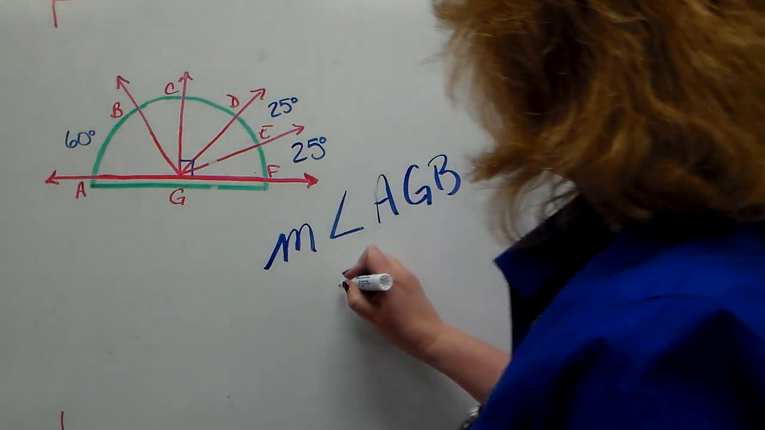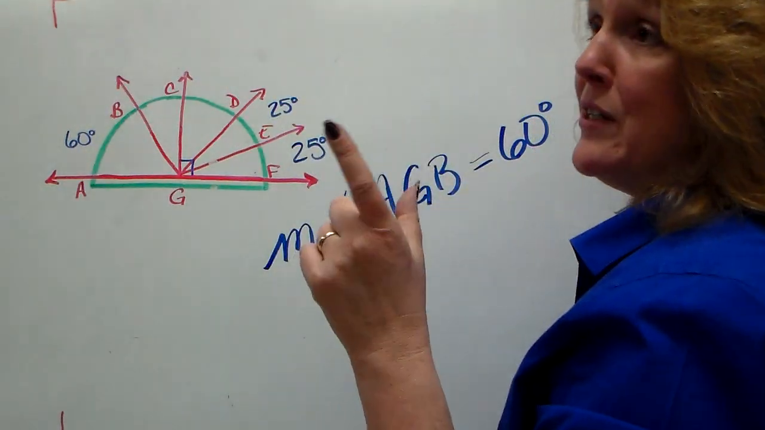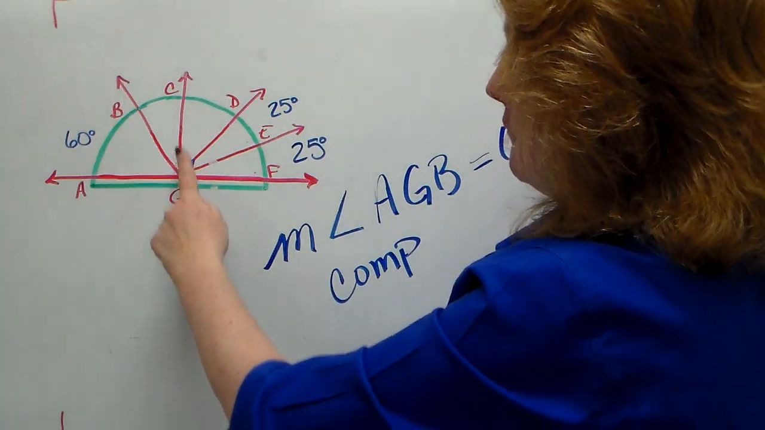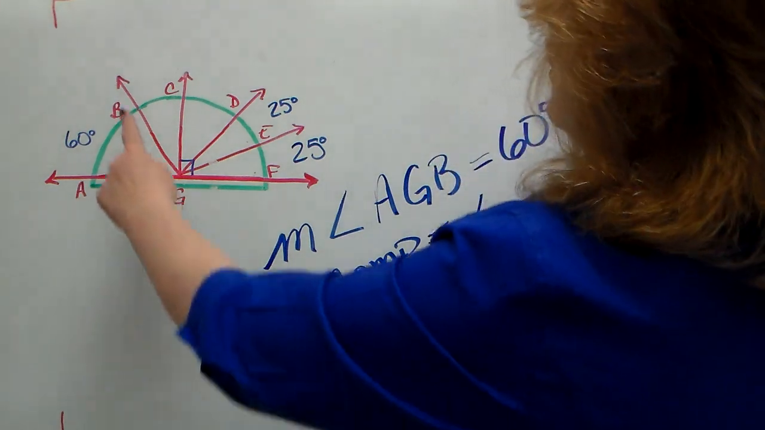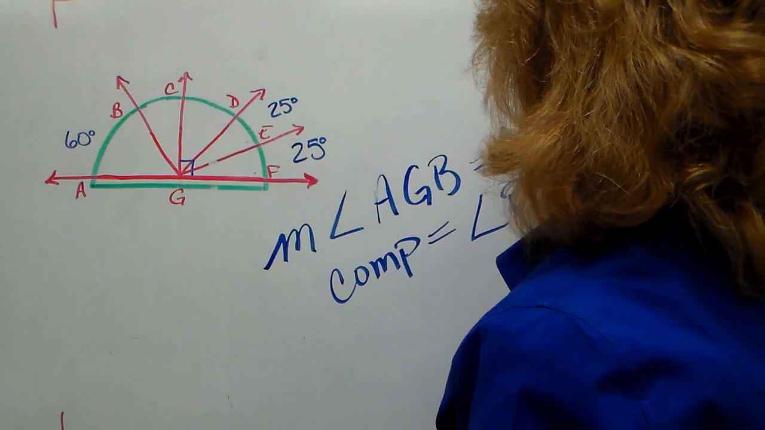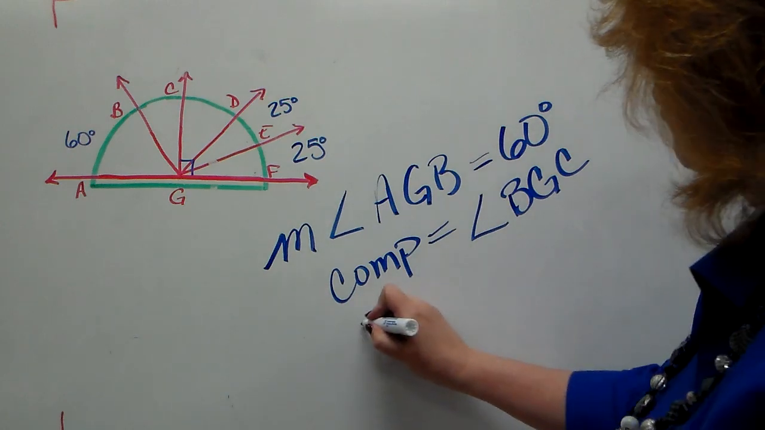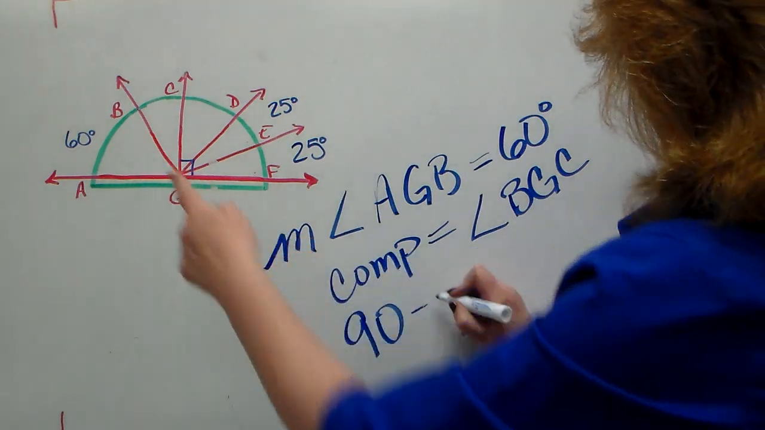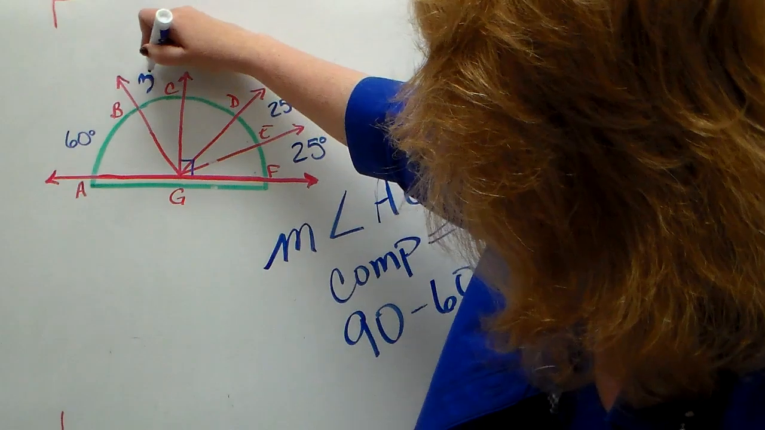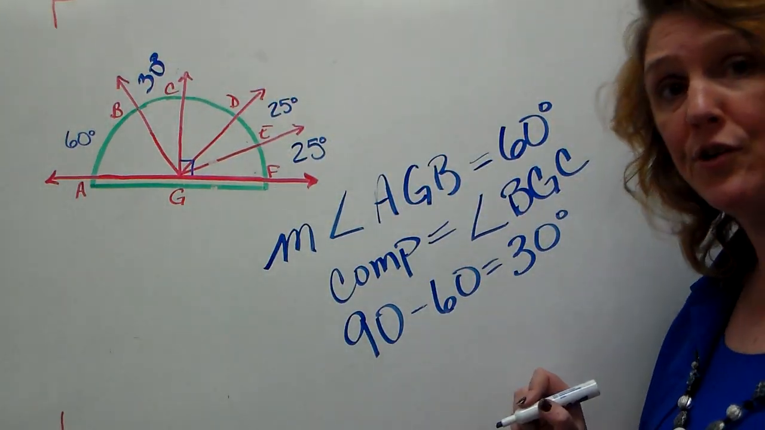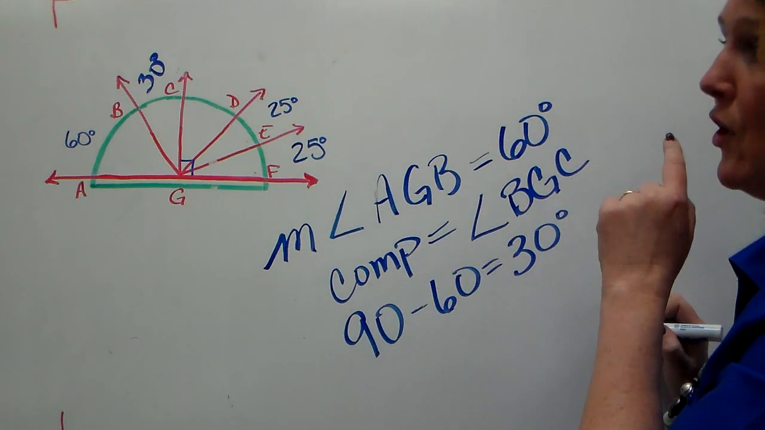Now, I am looking for a complementary angle to angle AGB. The one that I can add to it to make 90. And I've got an obvious one right here, since they're right next to each other. And our complementary angle is going to be angle BGC. And because it's math and we play with numbers, I know that if it totals 90 and I've already got 60, I can discover how many degrees angle BGC is. 30 degrees. So angle AGB and angle BGC are complementary.